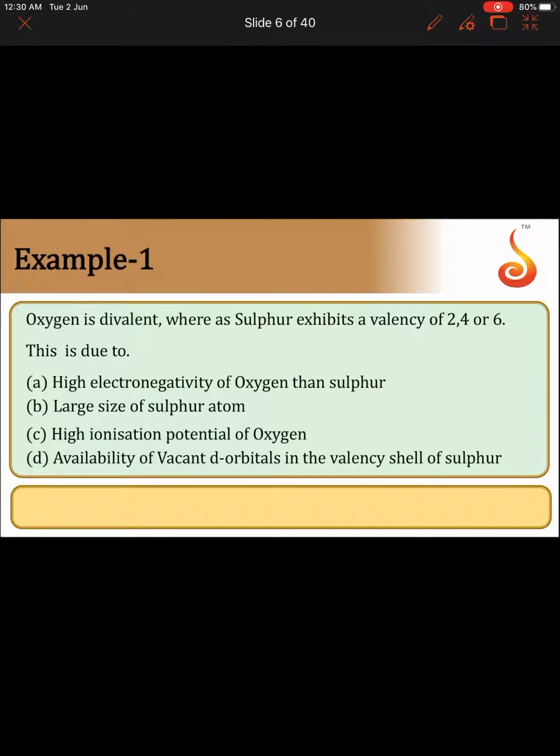Oxygen is divalent, whereas sulfur exhibits a valency of 2, 4 or 6. This is due to the following. In case of oxygen, if you see the electronic configuration of oxygen, it is 1s2, 2s2, 2p4. In the second main energy level, there is no d orbital. So in oxygen, d orbital is absent.